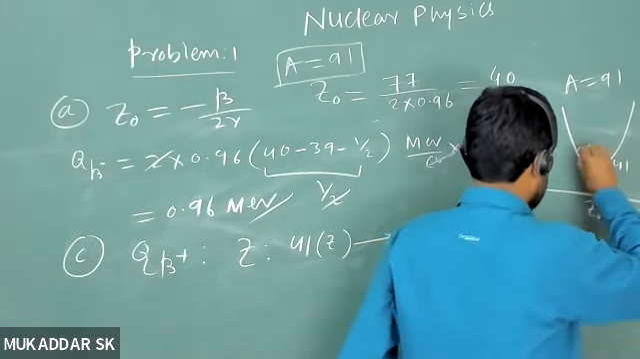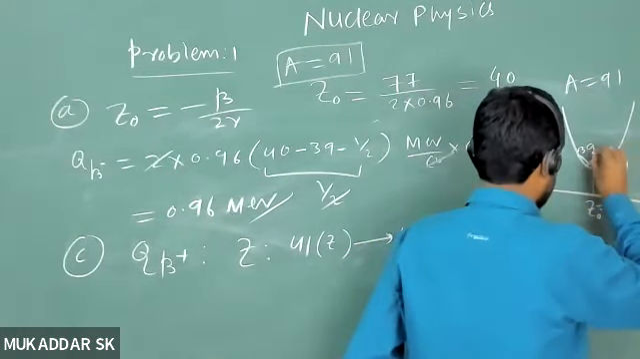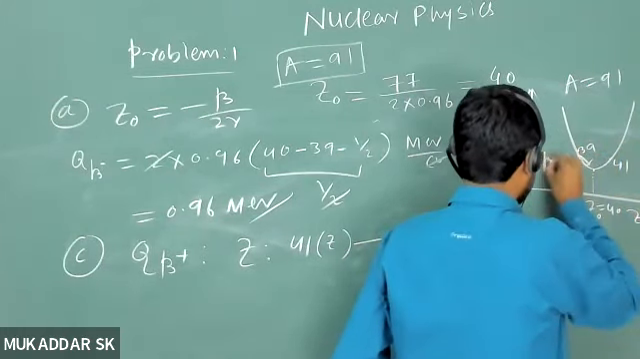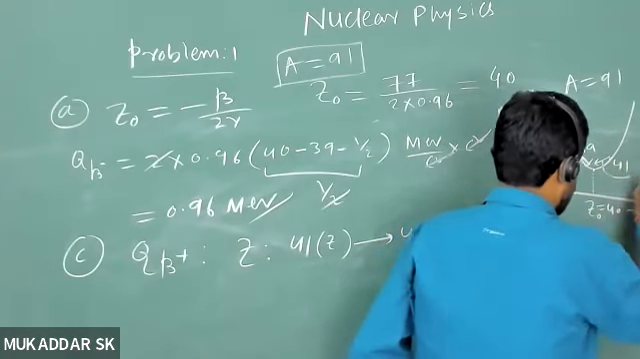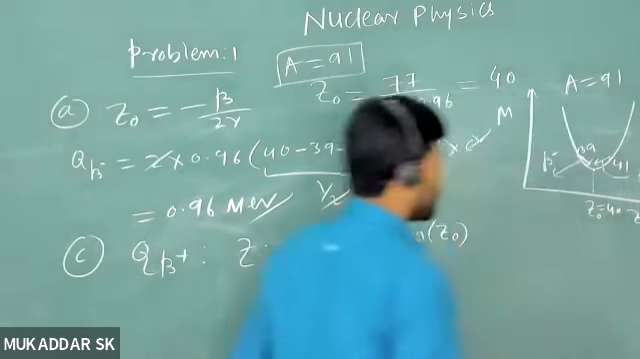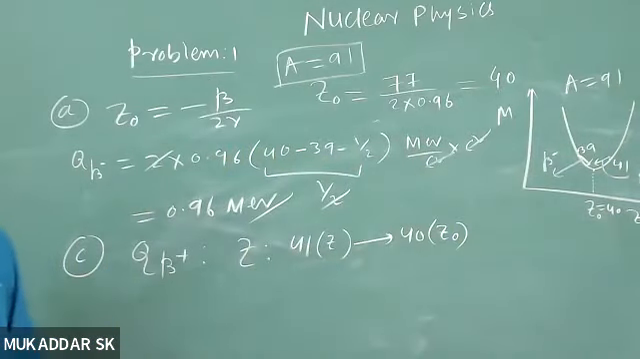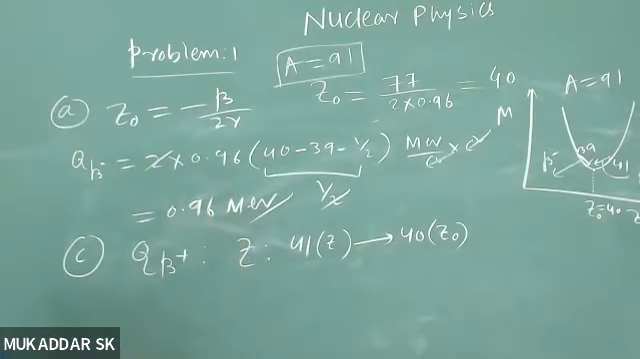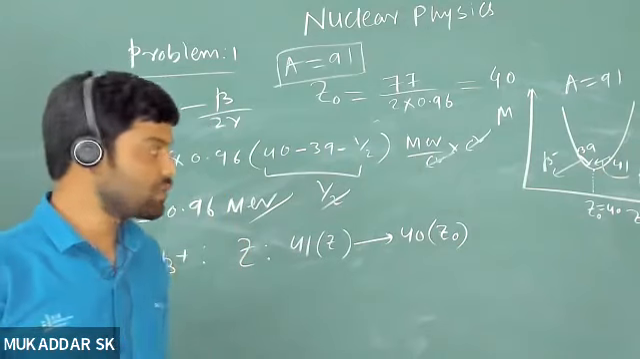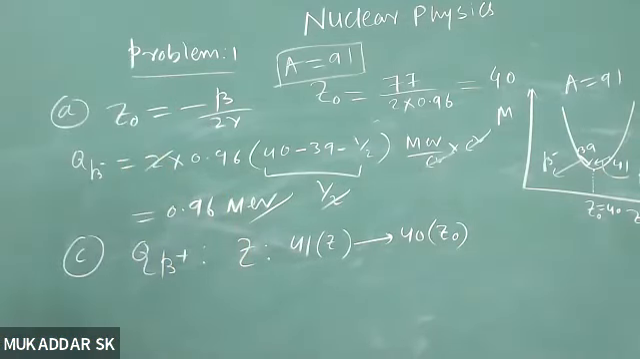So this transition, that is your beta minus decay, and this transition, that is your beta plus decay. They are asking about that energy release in that process. 39 to 40, that is your beta minus, and 40 on to 40, that is your beta plus. In that process, how much energy will be released? They are actually asking that.